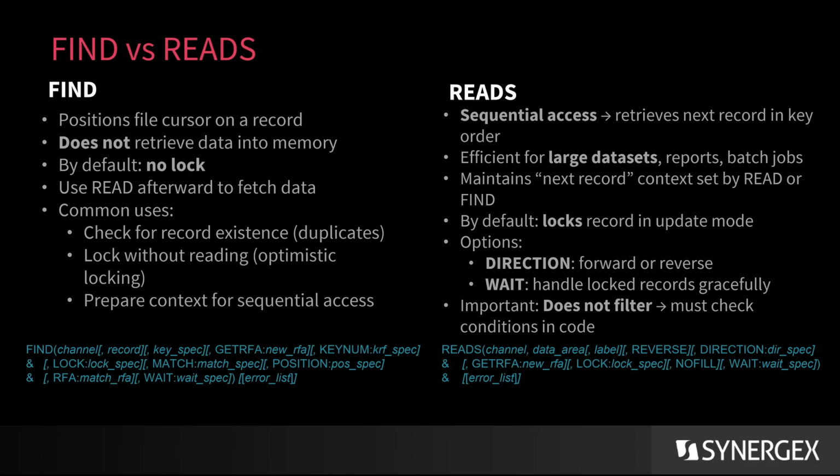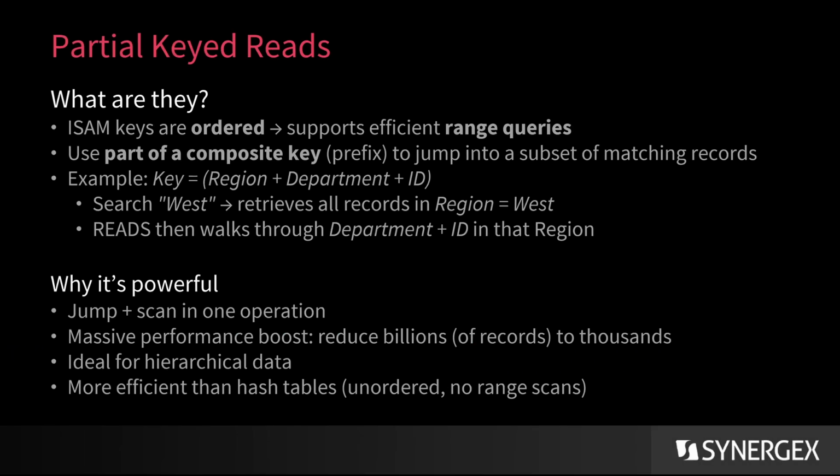Good. Now this brings us to a really powerful feature called partial key reads. How do those work? That's a good question. Because ISAM keys are ordered, it's fantastic at range queries. So a partial key lets you read, for example, the first part of a composite key. So imagine a key that has region plus department, or the area code of a phone number stored in a single field of a record.